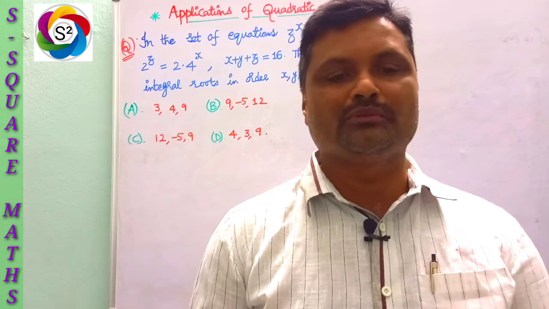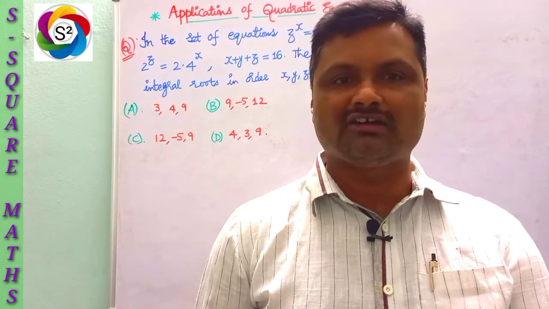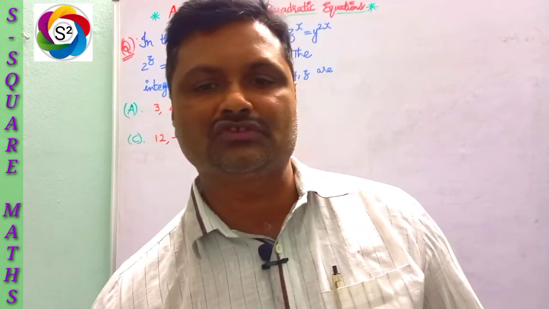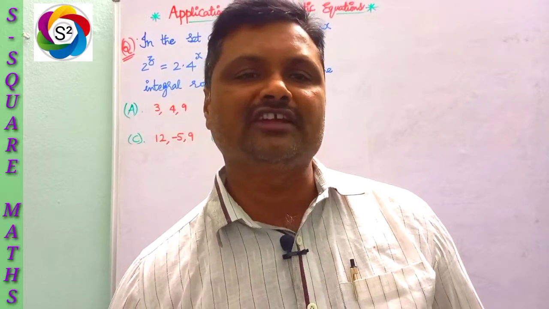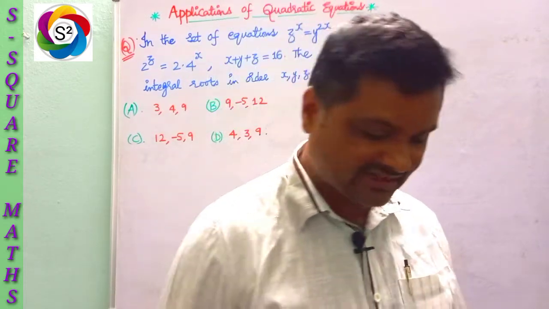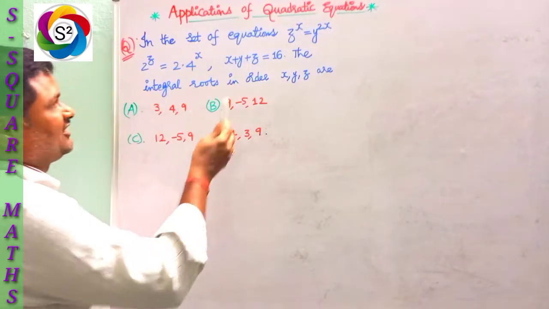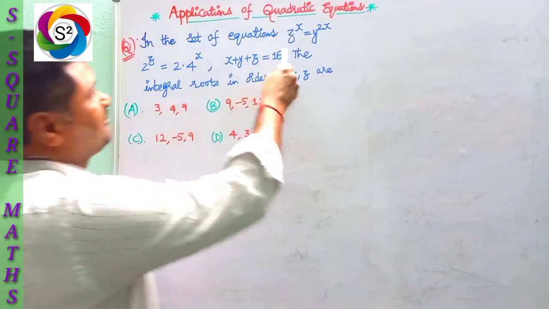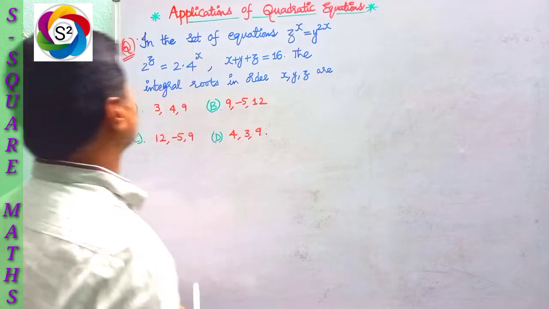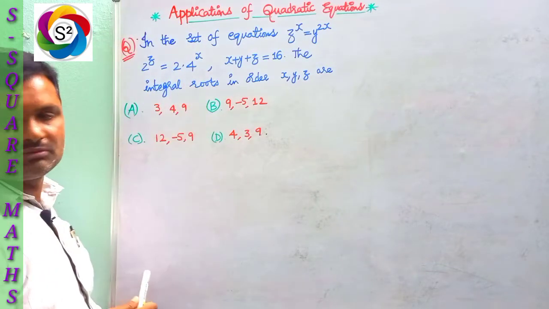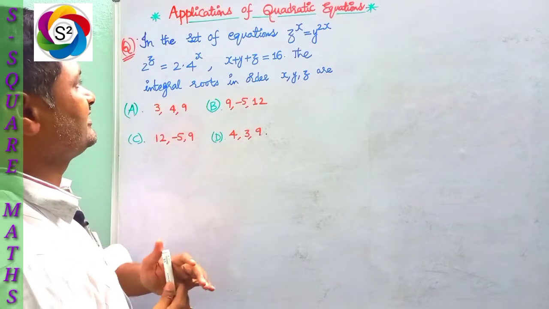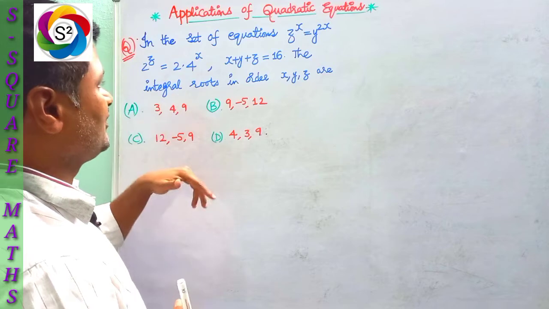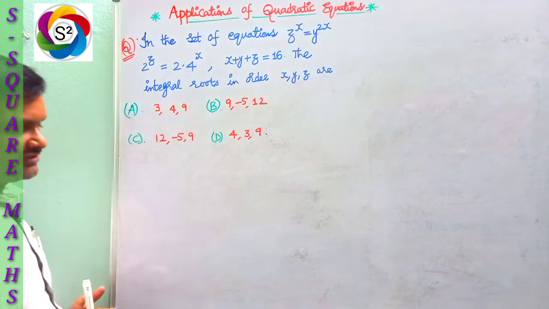Let us go through the most important problem: solving for the x, y, z values of the given equation. Now let us start. In the set of equations, z power x is equal to y power 2x, 2 power z is equal to 2 into 4 power x, and x plus y plus z is equal to 16. The integral roots in order x, y, z are these ABCD options.